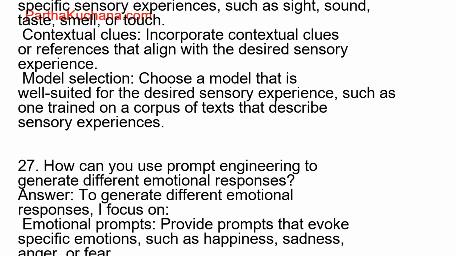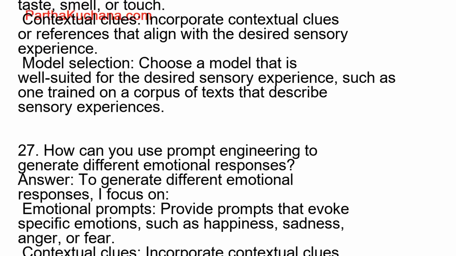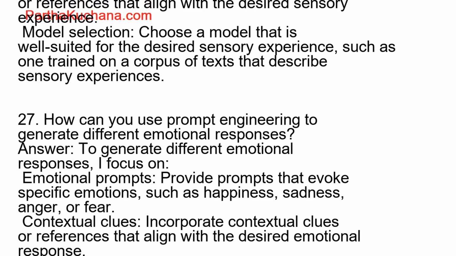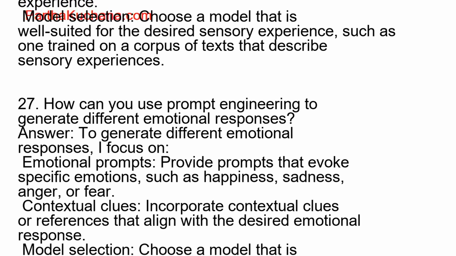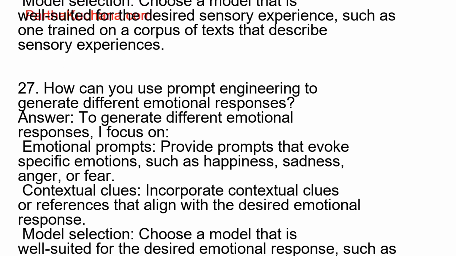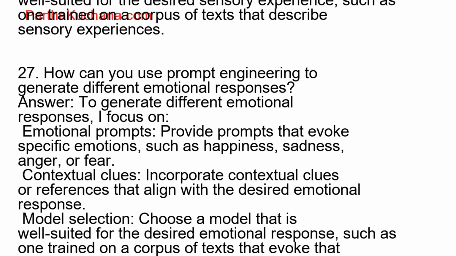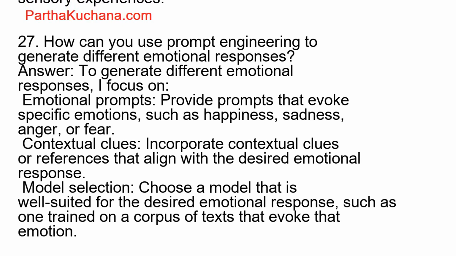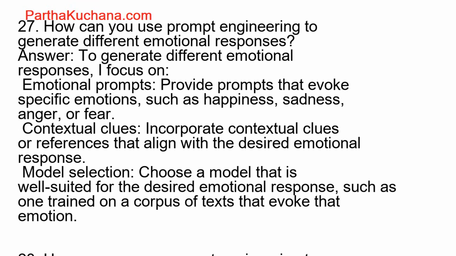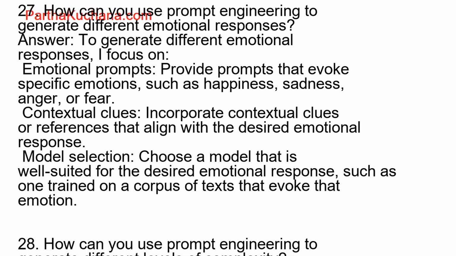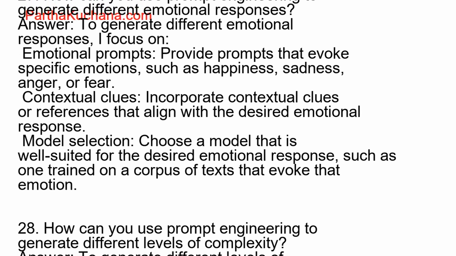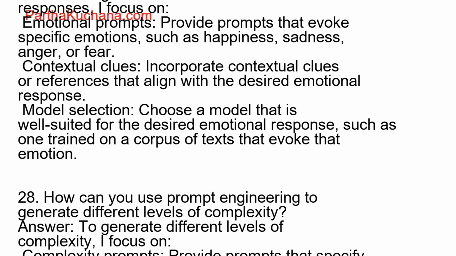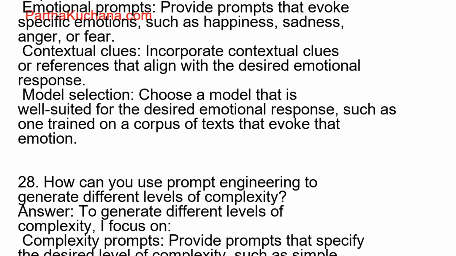28. How can you use prompt engineering to generate different levels of complexity? Answer. To generate different levels of complexity, I focus on complexity prompts. Provide prompts that specify the desired level of complexity, such as simple, complex, or sophisticated. Contextual clues. Incorporate contextual clues or references that suggest the appropriate level of complexity. Model selection. Choose a model that is capable of generating text with the desired level of complexity, such as one trained on a corpus of texts with varying levels of complexity.